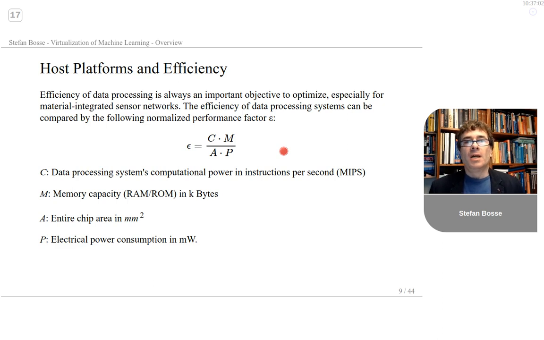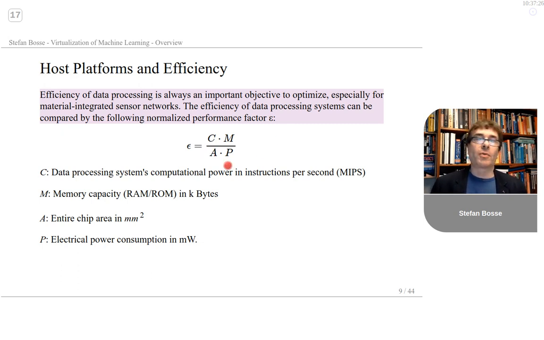So, if we talk about virtualization on very low resource microcontrollers, we have to address efficiency. And host platforms and efficiency belong together. Efficiency of data processing is always an important objective to optimize, especially for material integrated sensor networks. The efficiency of data processing systems can be compared by the following normalized performance factor epsilon.